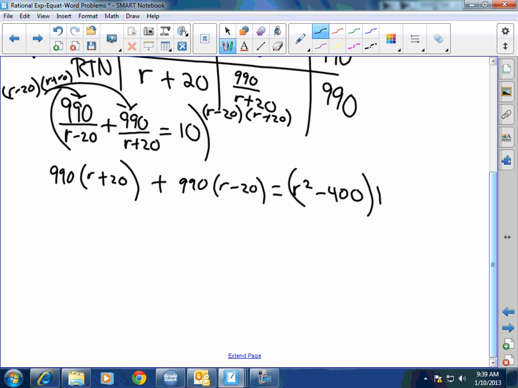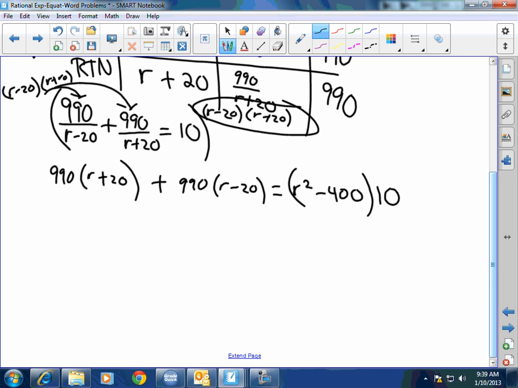Times 10. Okay? How did I get that so fast? Isn't that a difference of squares? So it's the first term squared minus the second term squared. Or you could have gone the long way. R times r is r squared plus 20r minus 20r. They cancel. Negative 20 times positive 20 is 400. Is everyone with me so far? Yeah?